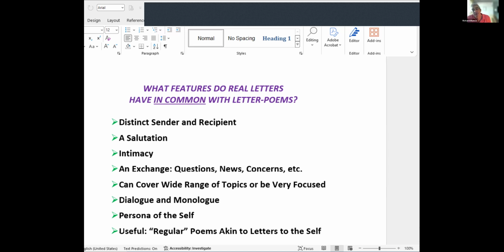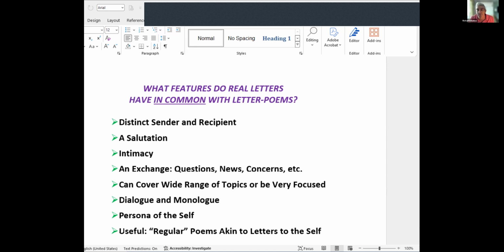But the person writing that poem, remember, is still a poet. Still an artist, right? It's a persona of the self. It's not necessarily the same way you would write a letter if you weren't thinking about it as a poem, right? So just keep that in mind. You're still the poet. You're still the speaker, narrator. You're still adhering to the principles of the craft.